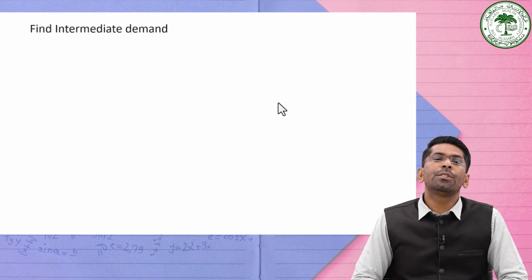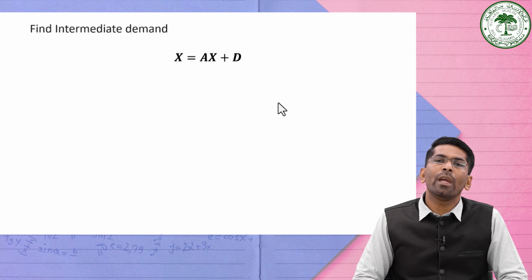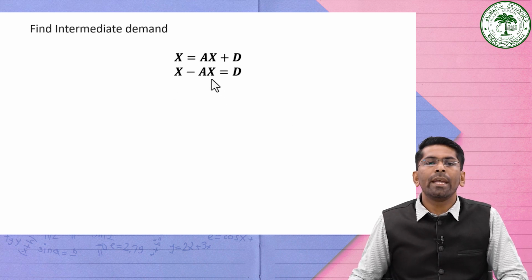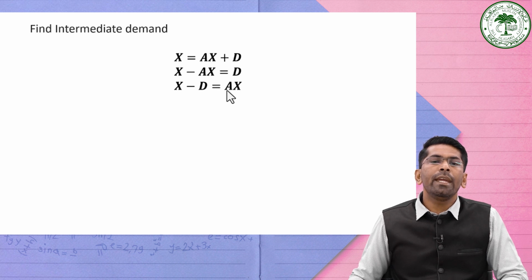Here, we also want to find out the intermediate demand, or inter-industry demand. So the given general formula is x is equal to ax plus d. And if I subtract ax from both sides of the equation, then it will become x minus ax is equal to d. Now here I am going to take d to the left side and ax to the right side, so that the equation will be rearranged as x minus d is equal to ax.